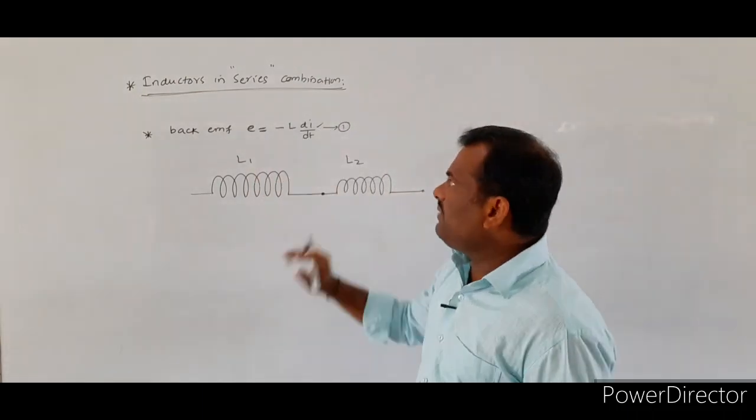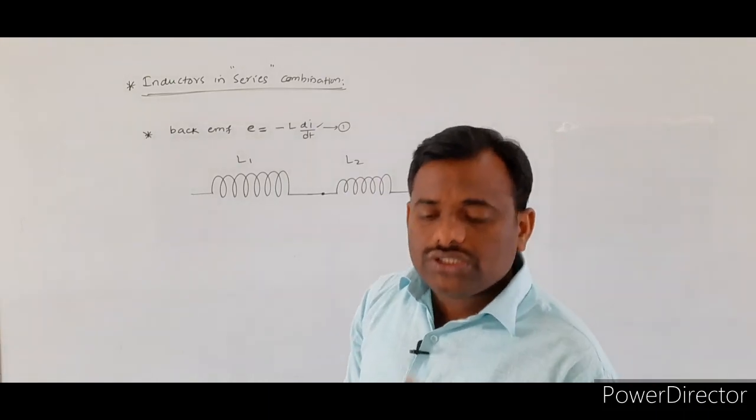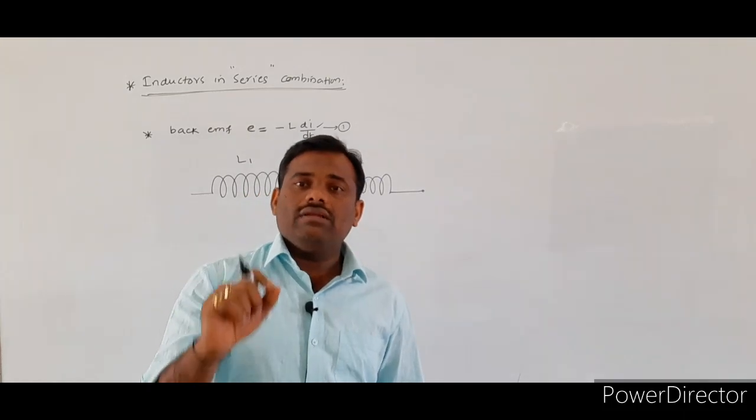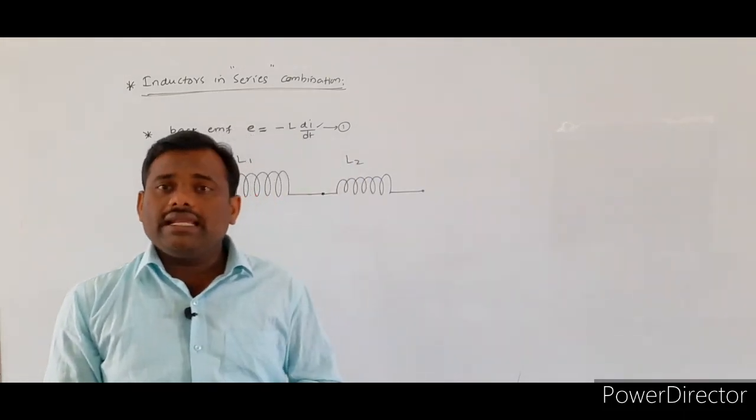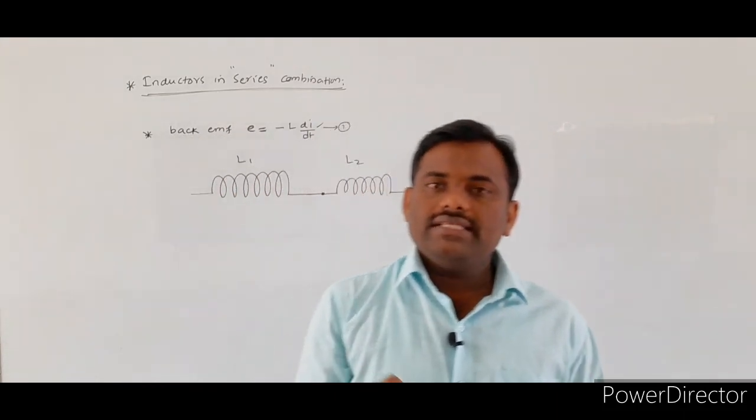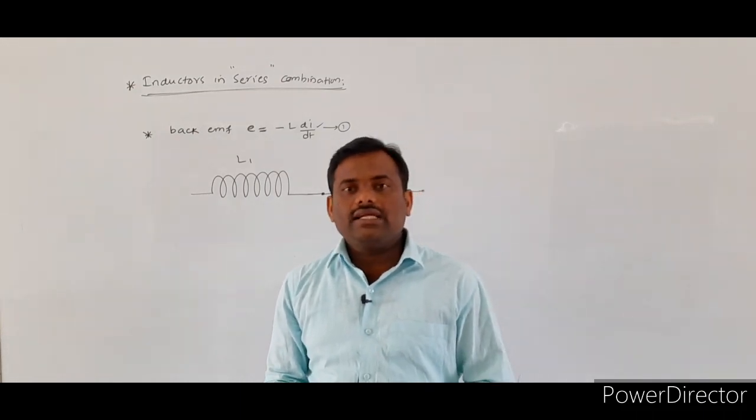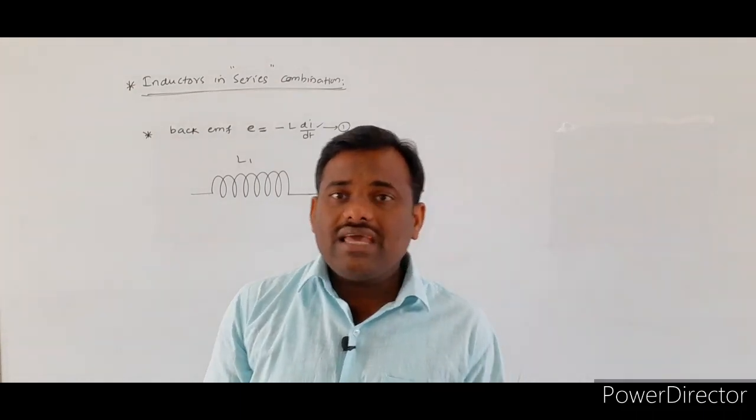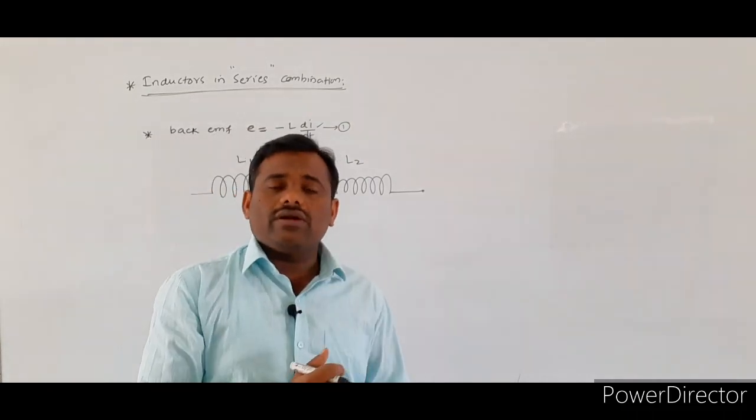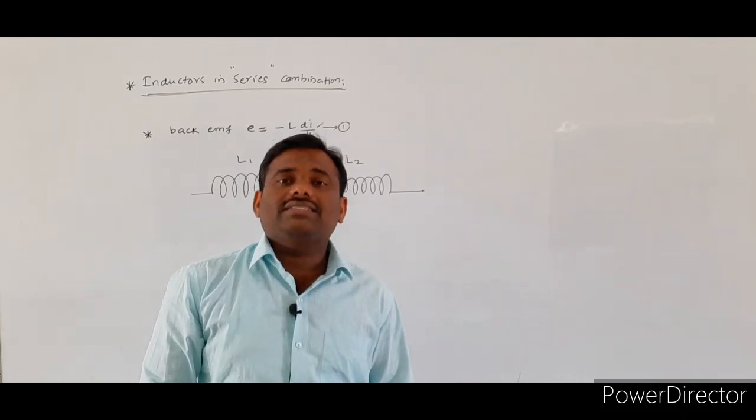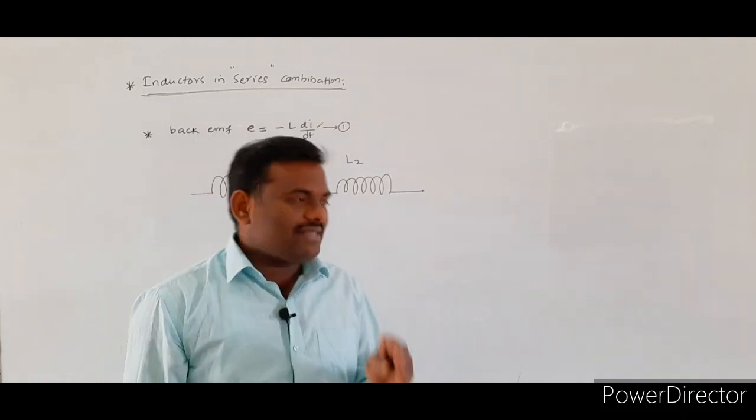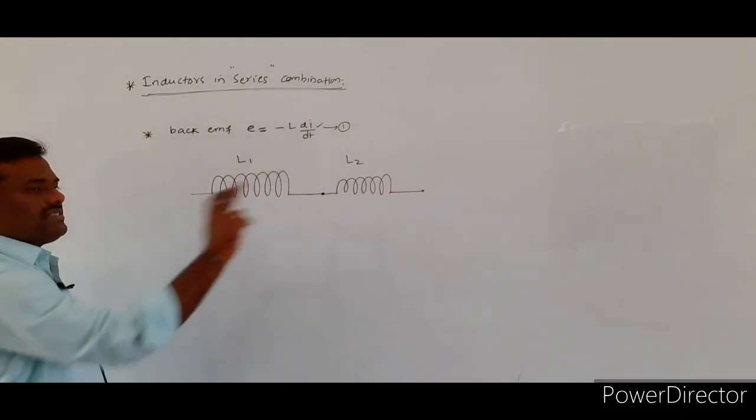Whenever these two coils are connected in series combination, the same amount of electrical current flows through them. In current electricity we studied that whenever two resistors are connected in series, the same amount of electrical current passes through each and every resistor. Similar to resistors, in the case of inductors also, the same current passes whenever they are connected in series.